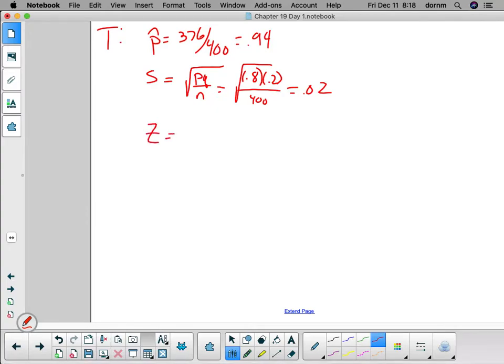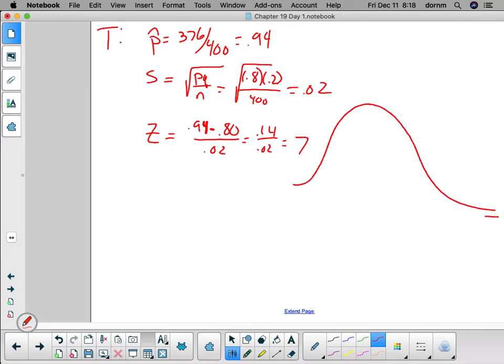So observed minus expected over standard deviation, which is 0.14 over 0.02, which is 7. Okay. I'm going to model this and draw a picture. Don't have to be super specific, but 0.8 is here. One standard deviation would be 0.82. Okay, we are way out here. Two standard deviations is going to be 0.84. We are way out here.